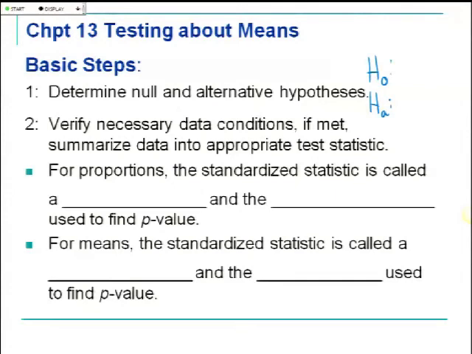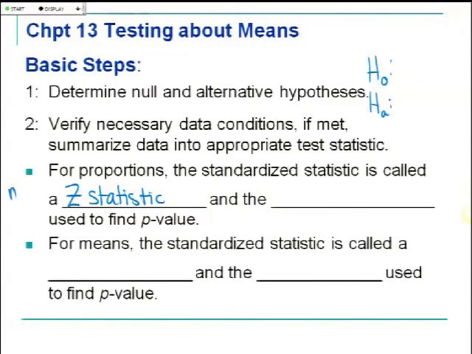We'll have some conditions that need to be checked, as we do for doing tests about proportions. We would also have conditions about means. When we're doing proportions, what kind of statistic do you calculate? When you're doing question number 4 on your homework 4, you're going to be calculating a Z statistic.